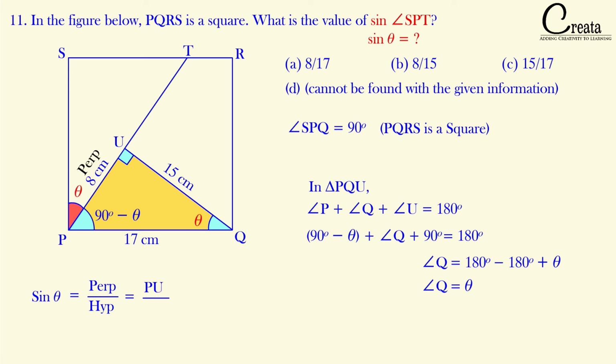And what is hypotenuse? Hypotenuse is the side which is opposite to the 90 degree angle. Here this angle is 90 degree, so this side will be the hypotenuse for this triangle. So we got perpendicular and we got hypotenuse. So we got sine theta as 8 upon 70. That is the answer of the question.